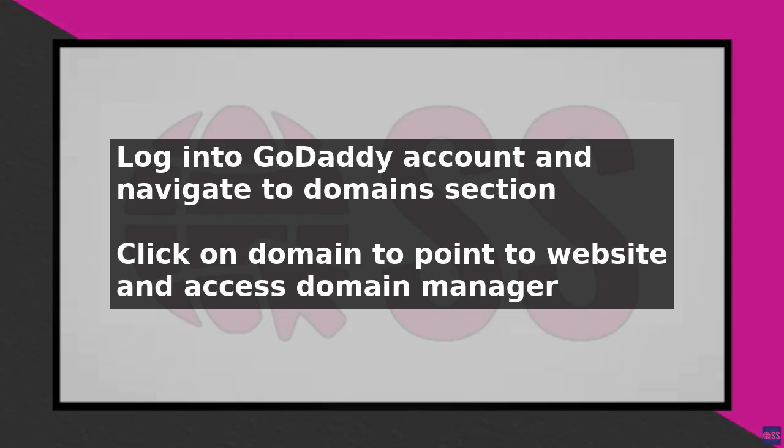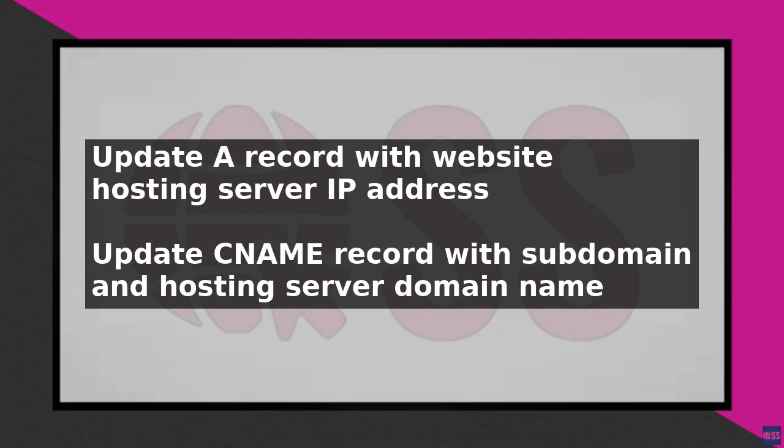To update the A record, click on the Add or Edit option next to the A record. Enter the IP address of your website hosting server in the Points to field. If you are hosting your website with a hosting company, you can find this IP address in your hosting account details or by contacting your hosting company.